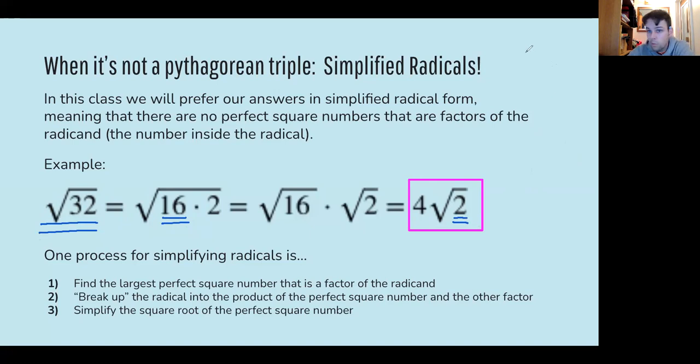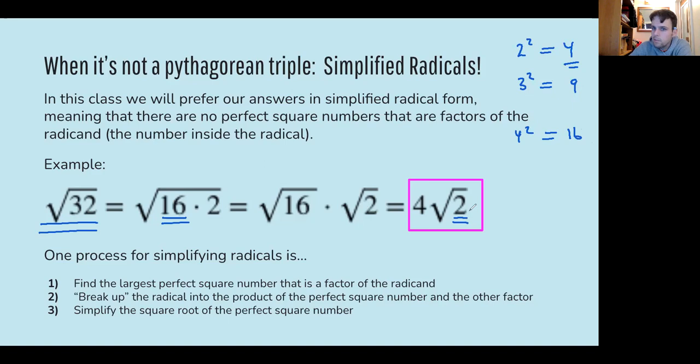What I mean by perfect square numbers is, for example, 2 squared is 4, so 4 is a perfect square number. Or 3 squared is 9, that's a perfect square number. Or 4 squared is 16, and so on. These are the perfect square numbers, and obviously, they keep going beyond that.